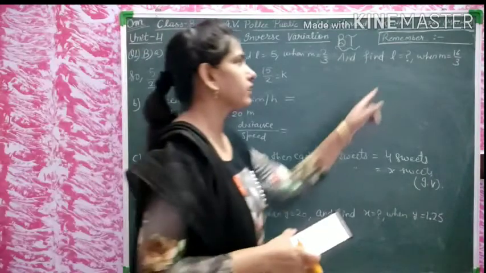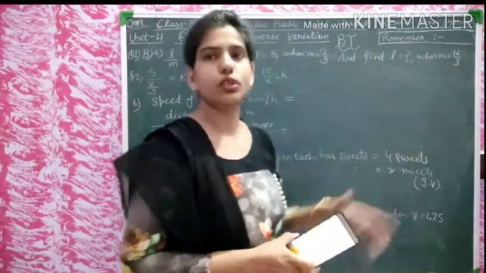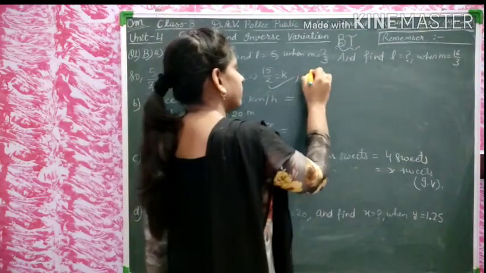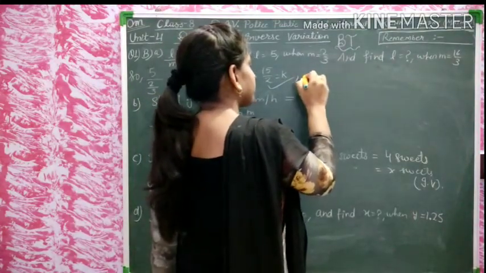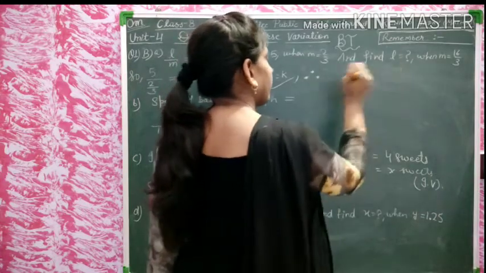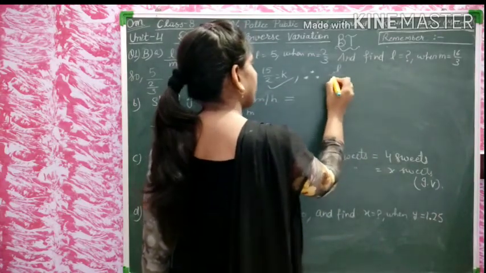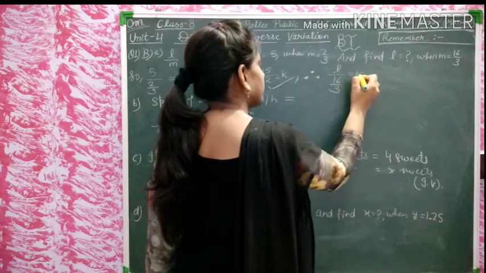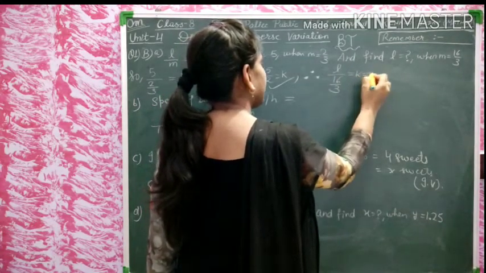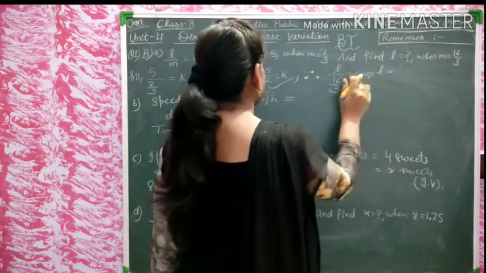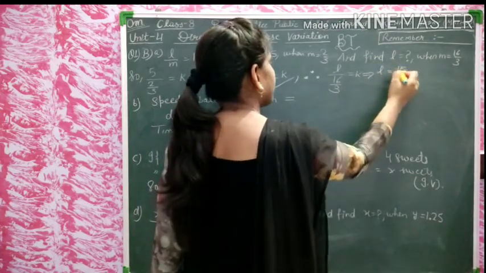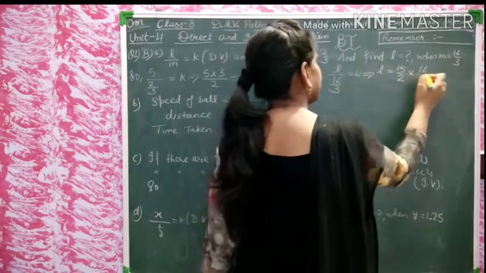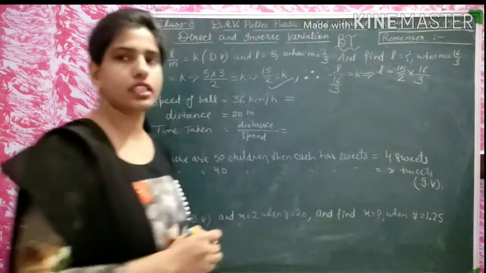Now we have to find the value of L when M is equal to 16 by 3. We have the value of K. So now L upon M, M is 16 by 3, is equal to constant. It implies, what is the L here? K is 15 by 2. 15 by 2 into 16 by 3 is multiplied there. Is this clear students?